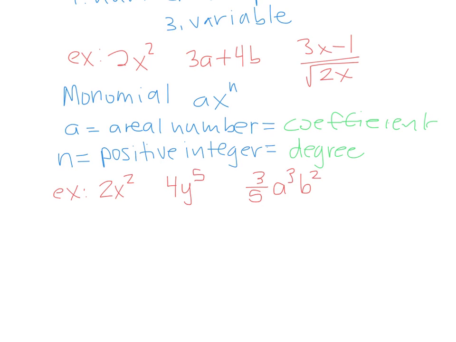Let's look at some non-examples just so we get a sense of what isn't a monomial, what doesn't fit that definition. Let's say we had 2x to the negative 2. We have a negative exponent, so that's not a monomial. Or let's say we've got 3x to the 1/2. Well, that exponent is not an integer, it's a rational number, a fraction, so that is not a monomial.